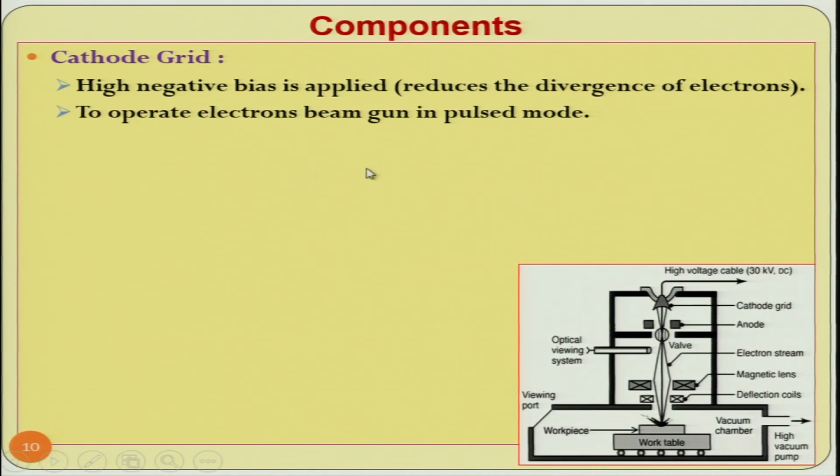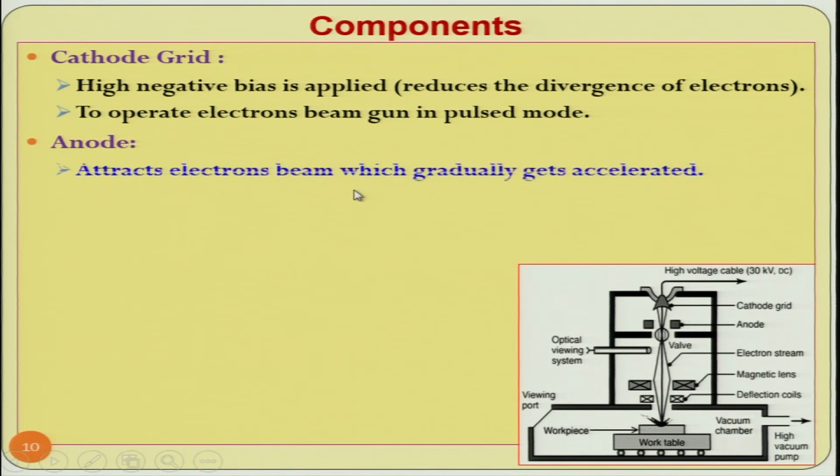To operate the electron beam gun in pulsed mode: you can have a continuous electron beam or you can have a pulsed electron beam. Depending upon your requirement of the machining features, the workpiece and the accuracy that you are interested in, you will decide whether it should be a continuous electron beam or a pulsed electron beam. Many researchers are recommending pulsed electron beam for better accuracy and better quality of the machined features.